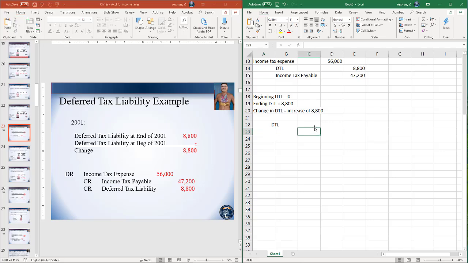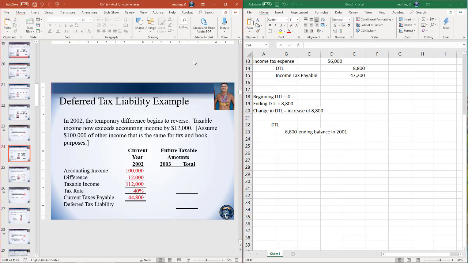So as of the end of 2001, our ending DTL balance was 8,800. All right, so now let's go to 2002. In 2002, the temporary difference begins to reverse. So in 2002, we're going to collect $12,000 of the installment sales in cash. So this will cause taxable income to exceed accounting income by $12,000, all else equal.